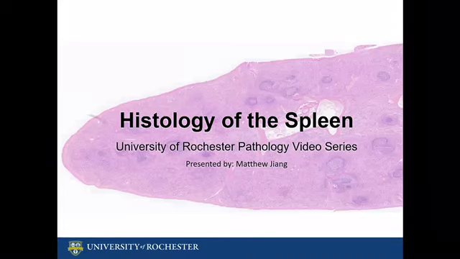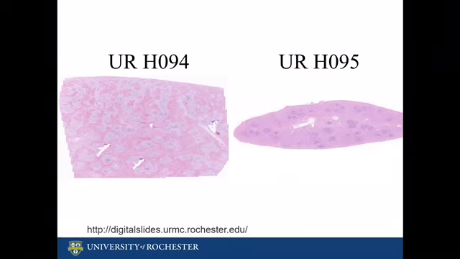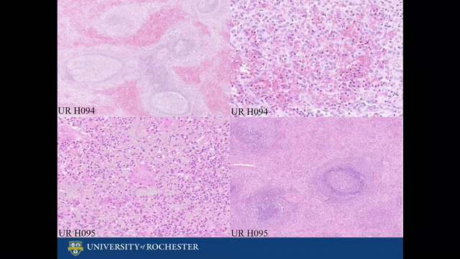This video introduces the basic histology of the spleen. The slides shown in this video are available from the University of Rochester's digital slides collection, slides UR H094 and 095. The spleen is a vascular organ consisting of a network of capillaries, sinuses, and lymphoid follicles or nodules.